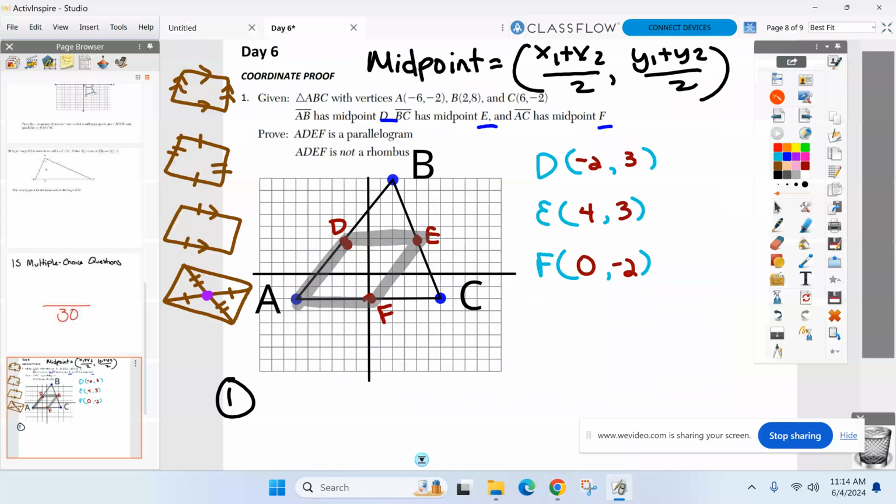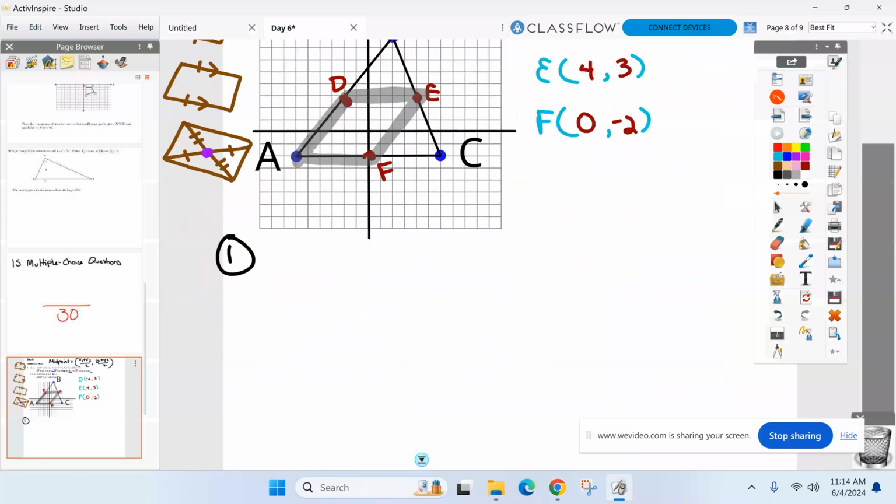You want to do parallel? Okay, let's do parallel then. That means I'm going to need, you guys told me what formula? Slope. It's number 3 on your formulas to know if you want to fill it in.